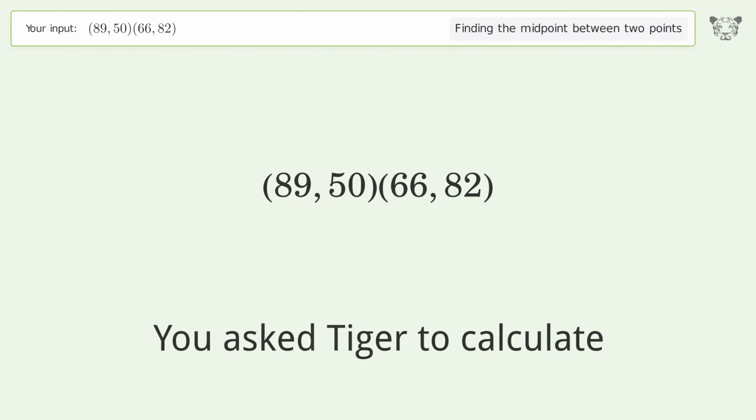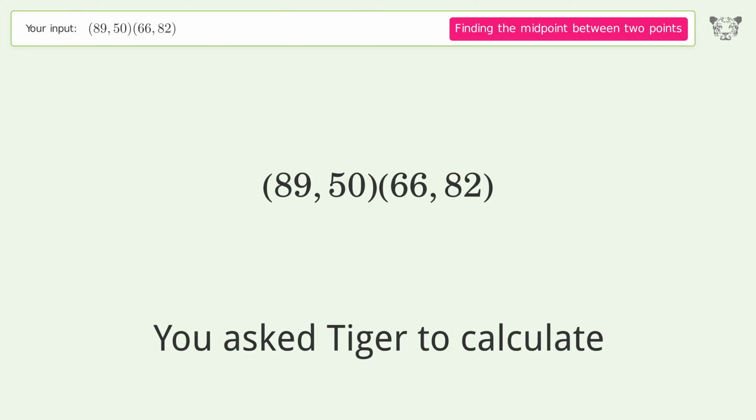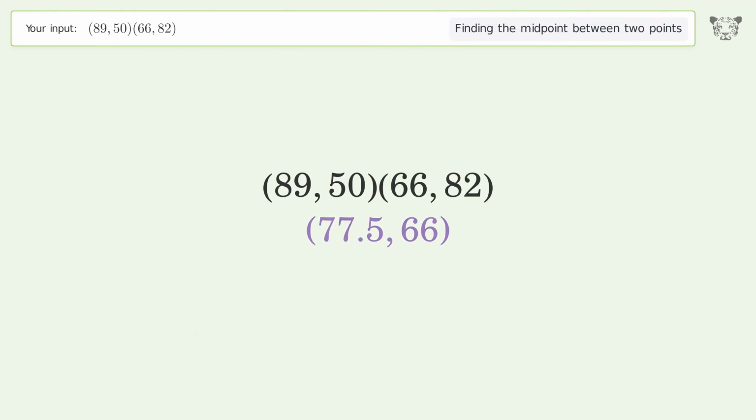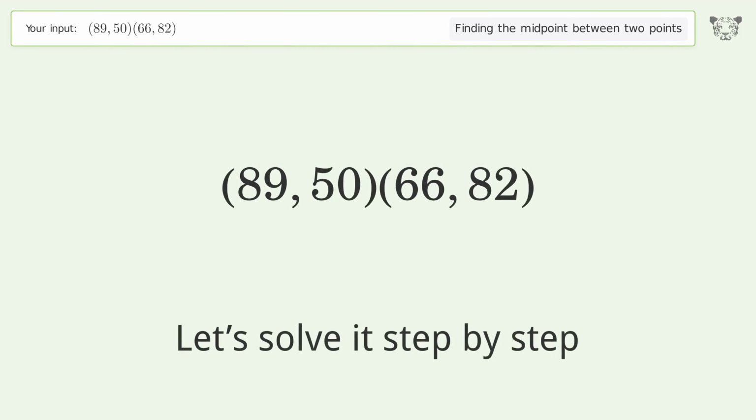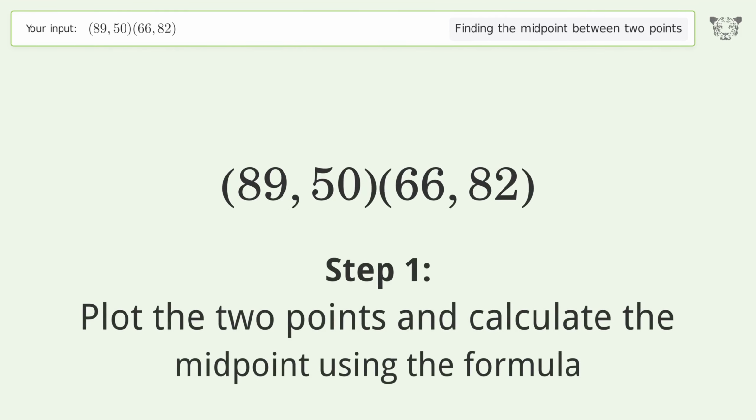You ask Tiger to calculate. This deals with finding the midpoint between 2 points. The midpoint between the 2 points is 77.5, 66. Let's solve it step by step. Plot the 2 points and calculate the midpoint using the formula.